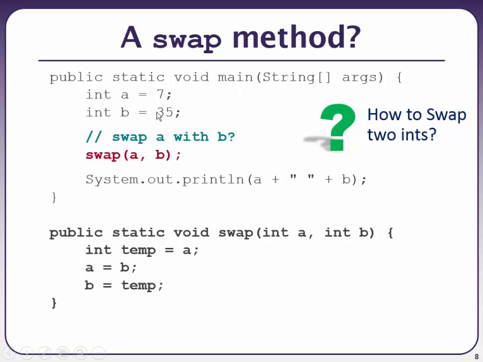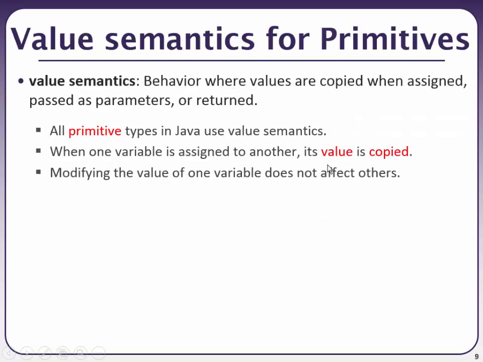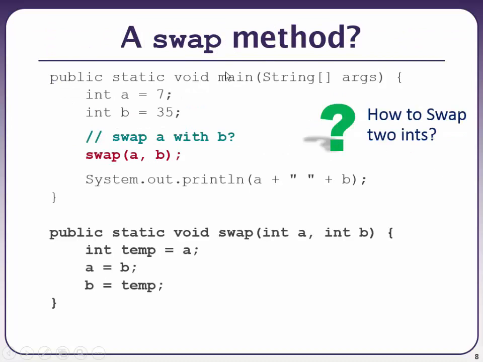But what I can do to enable the main to communicate with the swap method is use parameters, and this is what we are dealing with here, right? We have a parameter a, a parameter b. So when we pass the different a and b, we pass their values. These values are assigned to this version of a, this version of b that exists only in the swap method. So we have a 7 and a 35 here.